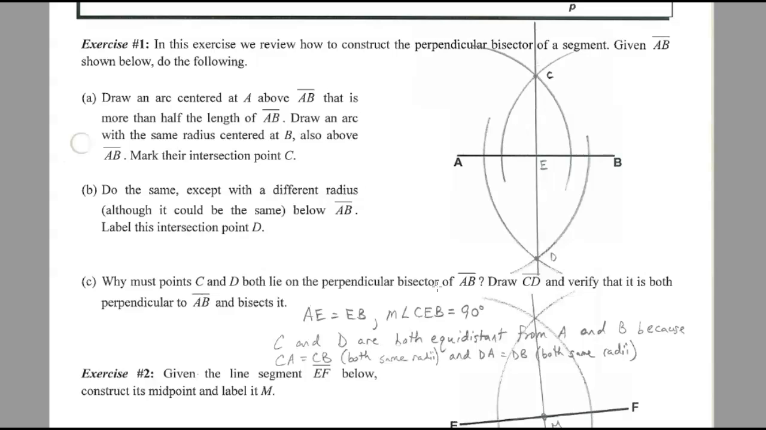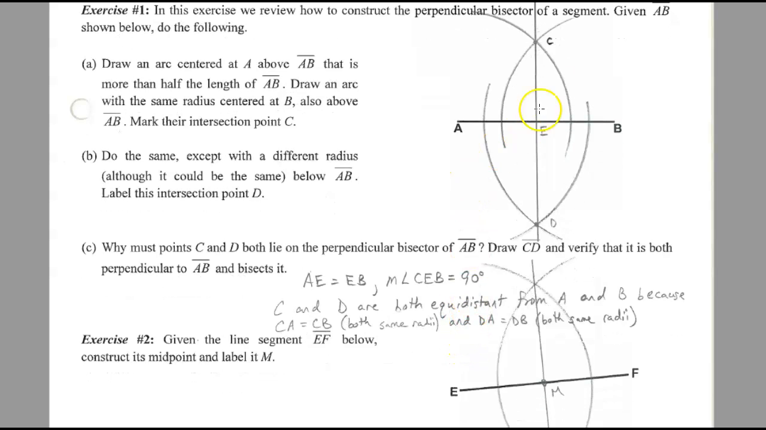So in part C, why must points C and D lie on the perpendicular bisector? Draw it and verify that it's perpendicular. So when I have that perpendicular drawn, I can measure it. I can see that the two sides are the same. I can measure the angle with a protractor and show that they're 90 degrees.